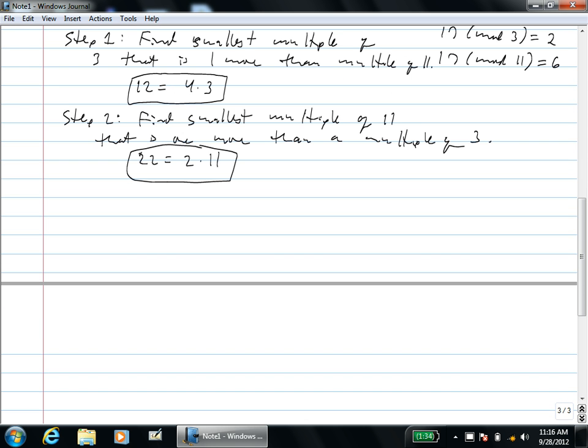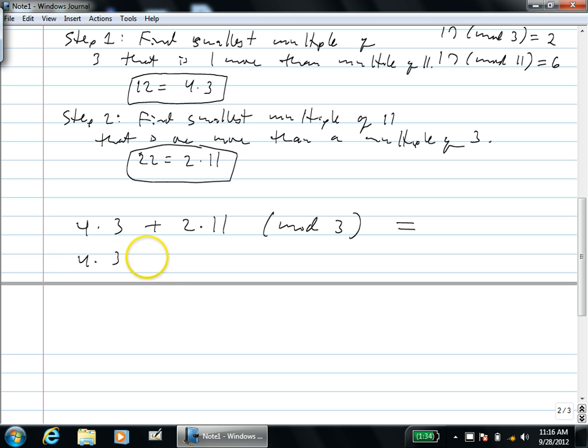We have these 2 numbers. Here's a question I want everyone to think about now. What would happen if you divided 4 times 3 plus 2 times 11, if you were to divide it by 3, what would you get as the remainder?